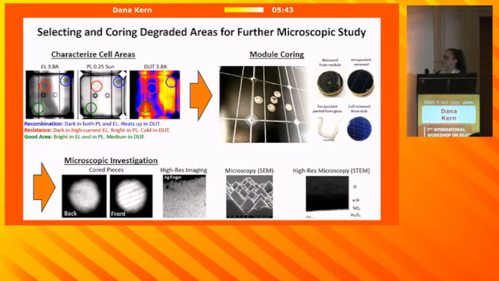So to understand the degradation, we use the image contrast of our different imaging types to select different categories of loss, and then we could core those out of the module. There's one of the cells in the module shown there, and then these circles, once we extract them out, that's about a 25 millimeter diameter circle. We can use these for microscopy, so those are luminescence images of the cored pieces, so we have relatively low loss, low breakage when extracting these pieces from the module, and then we can go on to do microscopic methods.